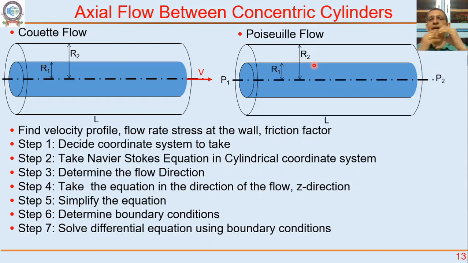Poiseuille flow means I am applying pressure difference P1 minus P2, making the fluid between the cylinders move to the right.